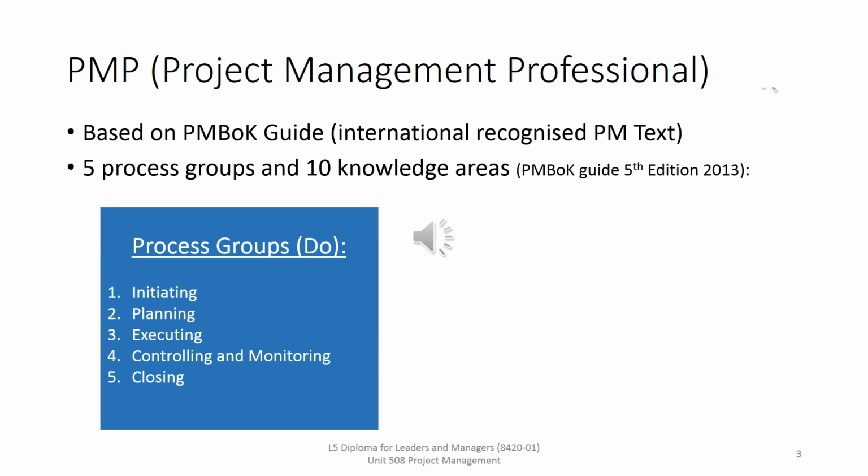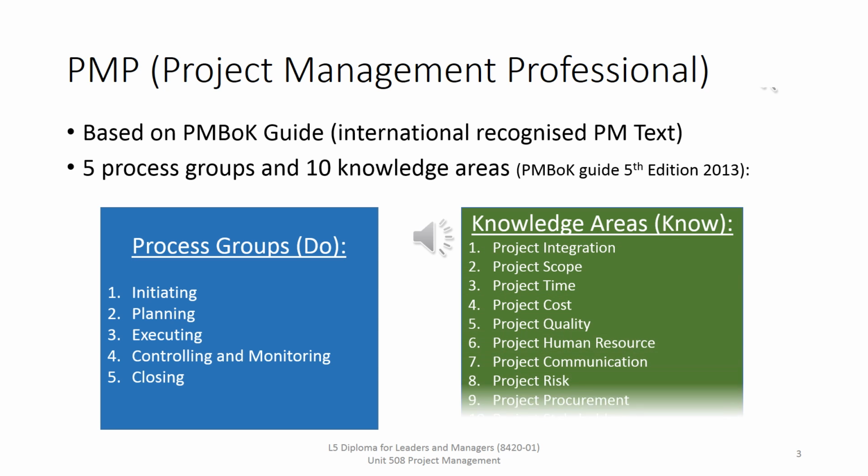So the 5 process groups, the do's in this area, are exactly the same as the project life cycle: initiating, planning, executing, controlling and monitoring, and closing. It follows the project life cycle as we've already discussed. And the knowledge areas are what we need to know about. So they're typical areas that we've started to cover already and talked about.